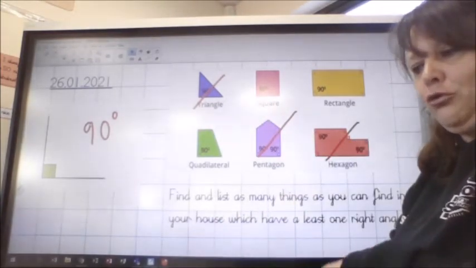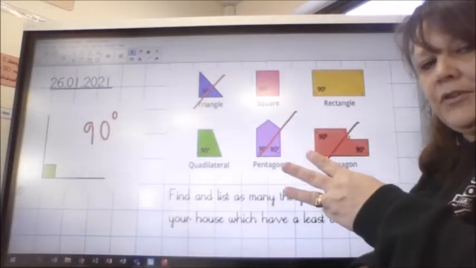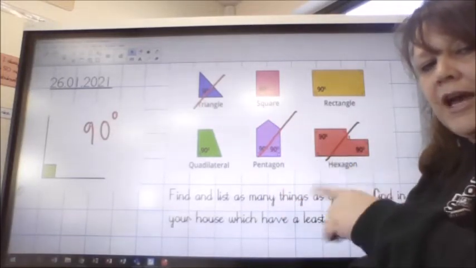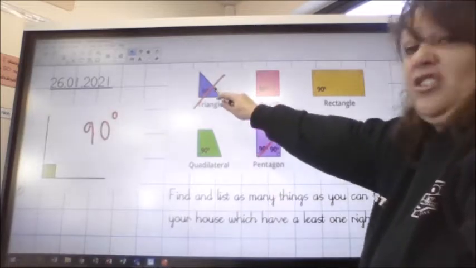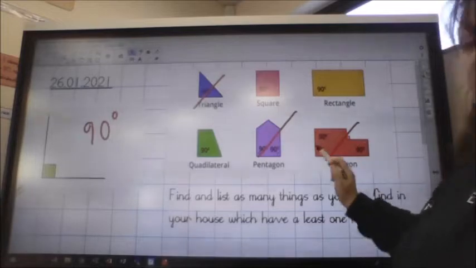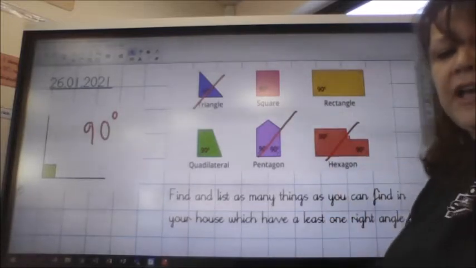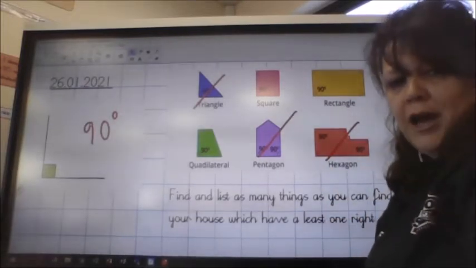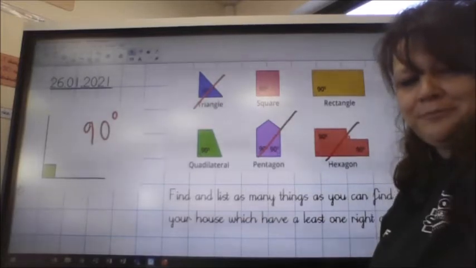You're having to draw 3 different shapes that have got 4 sides and 1 right angle. This one has got a right angle in it, that's got a right angle in it, and that's got lots of right angles in it. But why have I crossed them out? Pause your video and just jot down why.